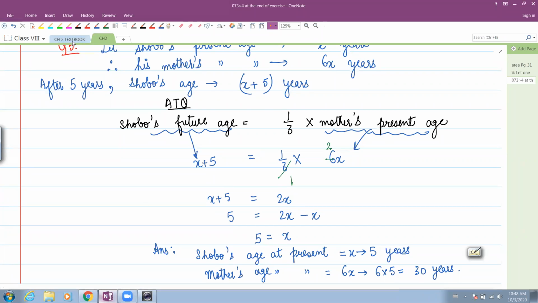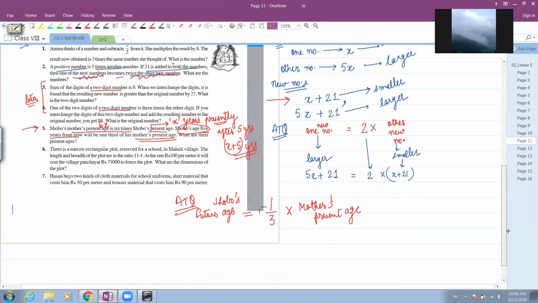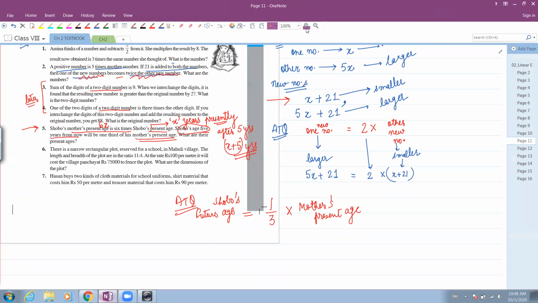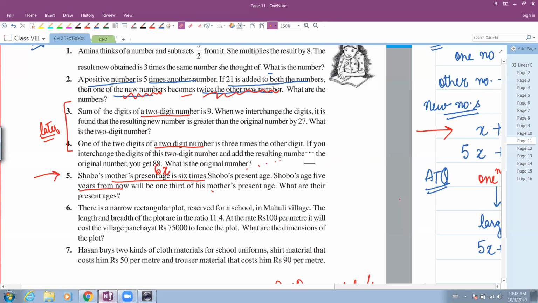Question number 6. Question number 6, they are saying there is a narrow plot which is rectangular in shape. So this is what they're saying here, question number 6. A plot which is rectangular in shape. So if there is any shape which is rectangular, what are its dimensions called?